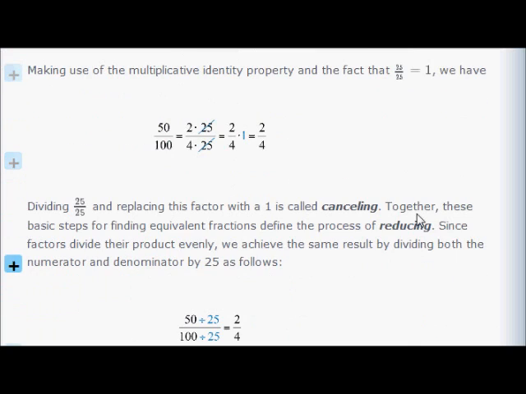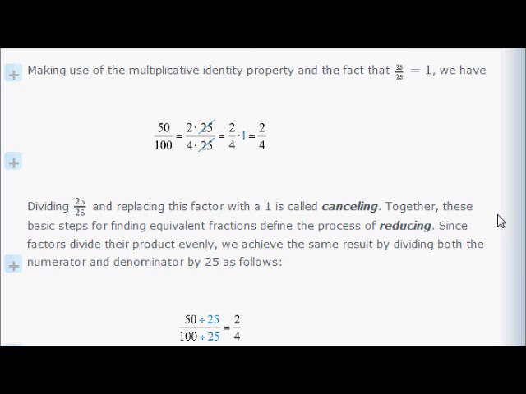Okay, getting back to this, the multiplicative identity property leads us to know that 25 over 25 is 1, right? Any number divided by itself is equal to 1. So what you can do is just cancel the 25s, and you end up with 2 over 4 times 1, because you split this up into 2 over 4 times 25 over 25, which is 1. And 2 over 4 times 1 is just 2 over 4, because anything times 1 is that same thing. So when you divide 25 by 25 and replace the factor with a 1, it's called canceling. We cross it out, we're canceling a factor.